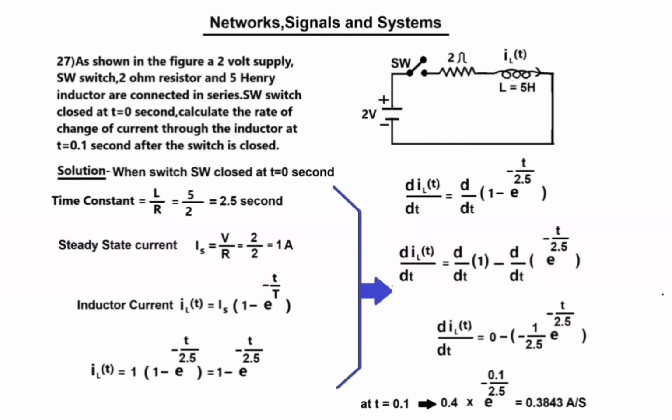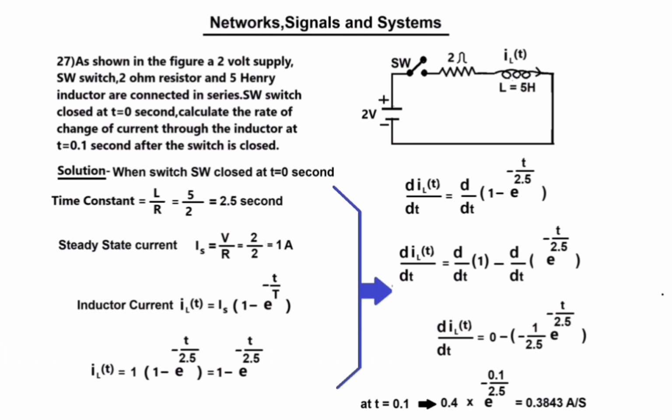Hello. Question 27. As shown in the figure, a 2-volt supply, switch, 2 ohm resistor, and 5 henry inductor are connected in series. Switch SW is closed at time t equals 0 seconds. Calculate the rate of change of current through the inductor at time t equal to 0.1 seconds after the switch is closed.